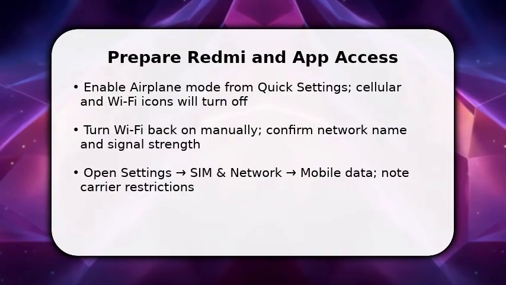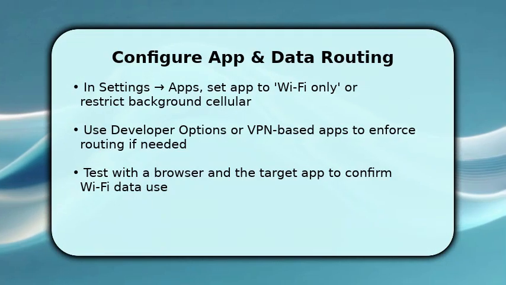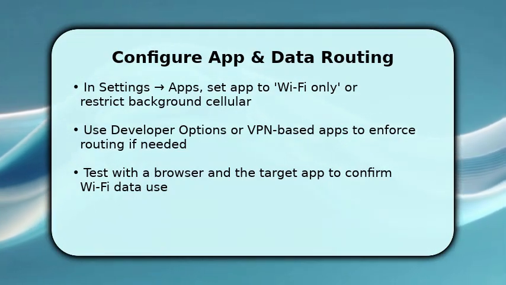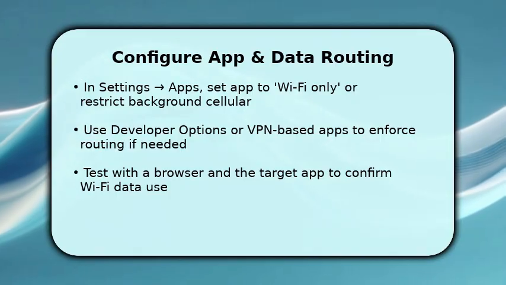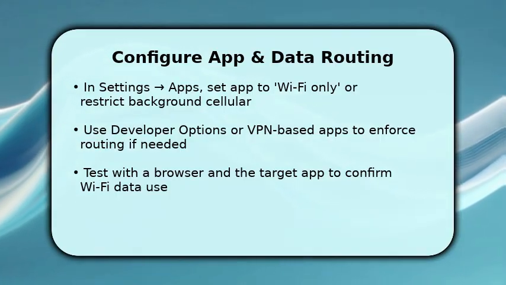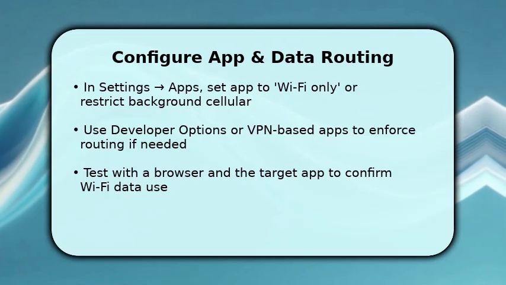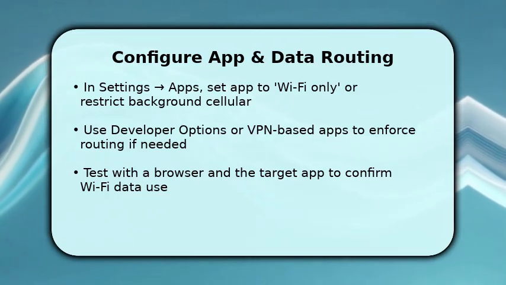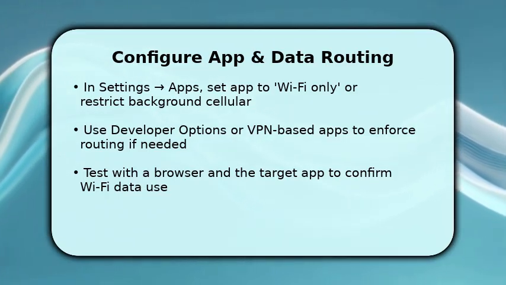Now focus on ensuring the app uses Wi-Fi rather than cellular. Open Settings, then Apps, pick the app, and disable background data for cellular or enable a Wi-Fi only toggle if available. This forces the app to rely on your Wi-Fi connection.